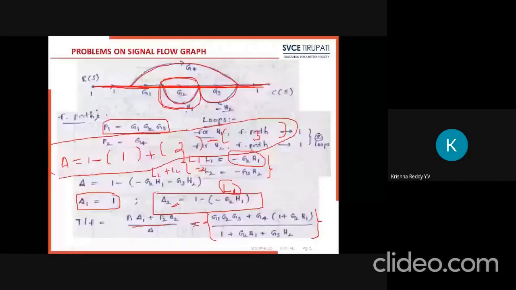When you substitute those values, you get the transfer function: G1, G2, G3 plus G4 into 1 plus G2H1, divided by 1 plus G2H1 plus G3H2. This is the transfer function of the signal flow graph. Try to solve this problem.